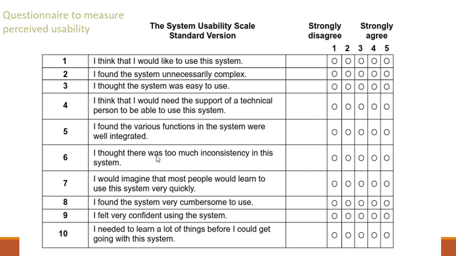Okay, I thought there was too much inconsistency in the system. For example, in an app, we order here, then when we want to make payment we have to log in somewhere else. Okay, so that shouldn't happen, right? I would imagine that most people would learn to use this system very quickly. I found the system very cumbersome to use. I felt very confident using the system. Okay, when the system is easy to use, of course the user will feel confident to use the system, the product or anything.